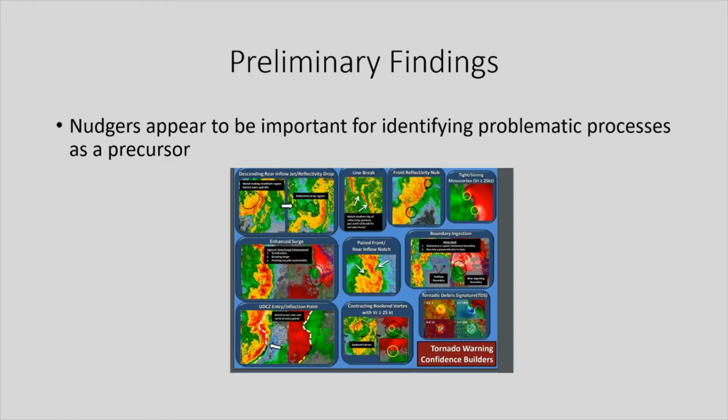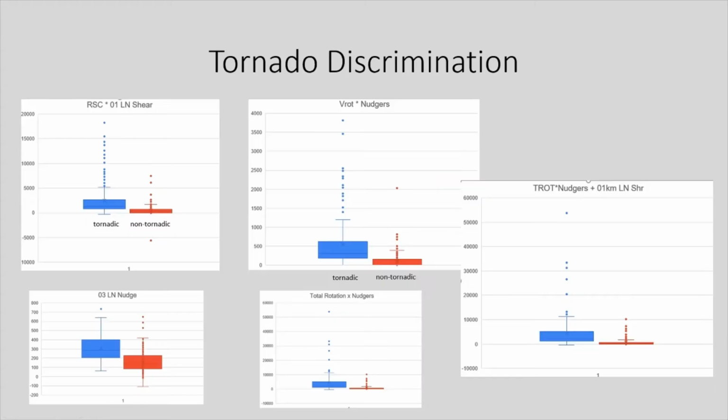What we found was that nudgers appear to be very important for identifying problematic processes. Those are the nudgers from the three ingredients method, things like the break in the line, local front reflectivity nubs, and the things that are listed here and in the three ingredients method. They do seem to work very well at identifying the local accelerations needed to produce tornadoes and QLCS events. We got sort of an independent confirmation of that.